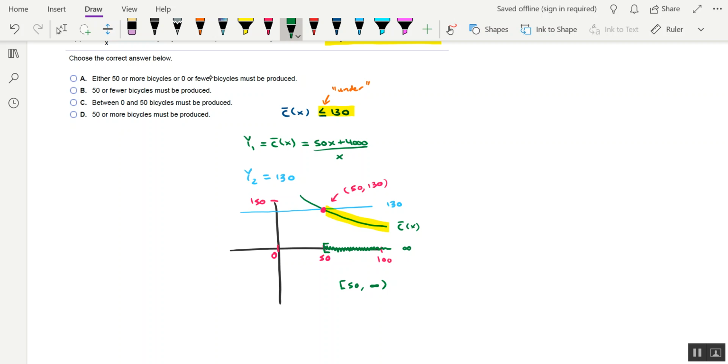One option says 50 or more bicycles or 0 or fewer bicycles must be produced. That doesn't seem to make much sense. If we had fewer than 0, that's negative. Option B says 50 or fewer must be produced. Another says between 0 and 50 must be produced. Option D says 50 or more bicycles must be produced. So I would say that option D lines up best with our interval notation, bracket 50, infinity.